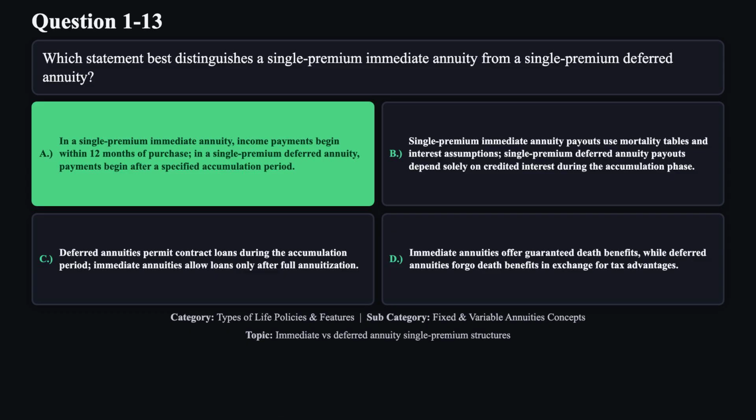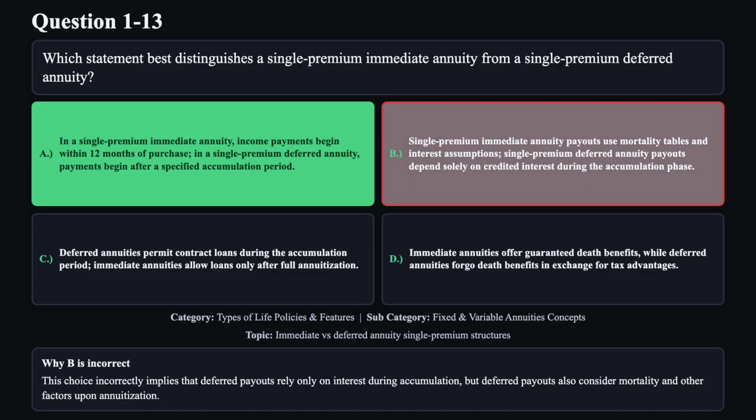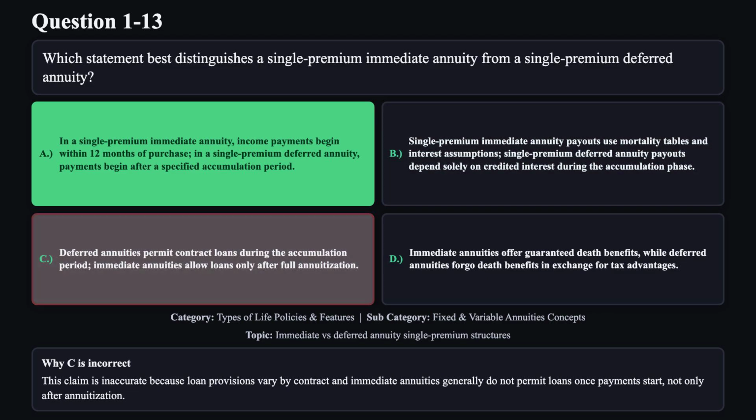The correct answer is A. The correct answer is that immediate annuities begin payout within a year and have no accumulation phase, whereas deferred annuities accumulate funds over a deferment period before payouts start. Reason B is not correct. This choice incorrectly implies that deferred payouts rely only on interest during accumulation, but deferred payouts also consider mortality and other factors upon annuitization.